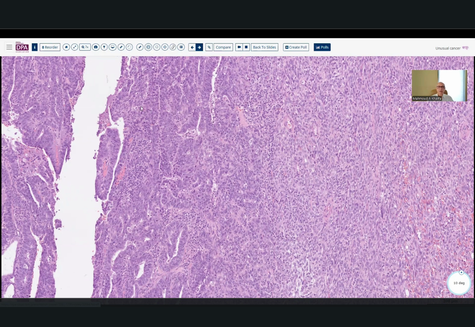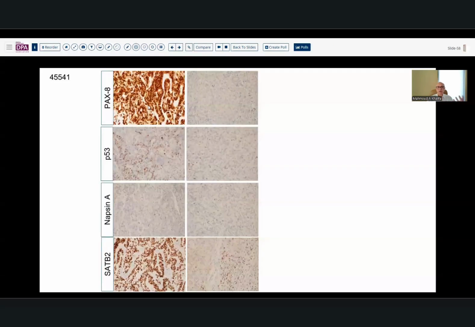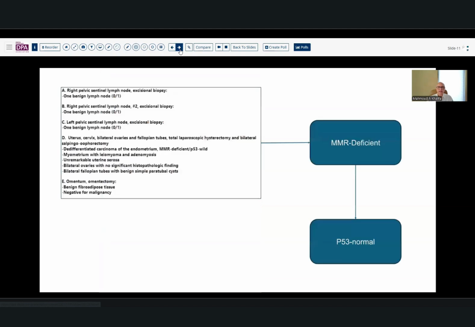And look at PAX8. PAX8 was positive in the glands, but negative in the solid areas, as if these are two clones. But they both were P53 wild. Some nuclei are positive, some nuclei are negative. So this is wild P53. I tried NAPSIN-A for clear cell differentiation, and it was negative. And I tried SATB2, and it was positive. I really don't know what that means. SATB2 is not particularly specific for anything.